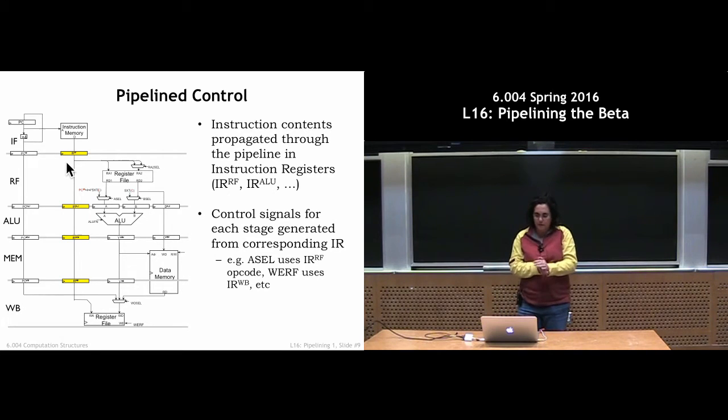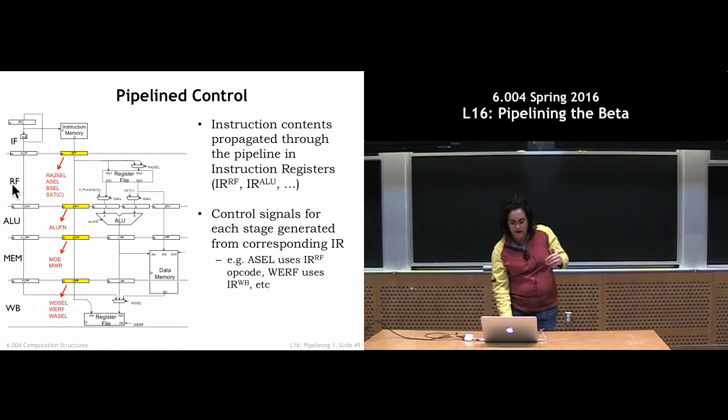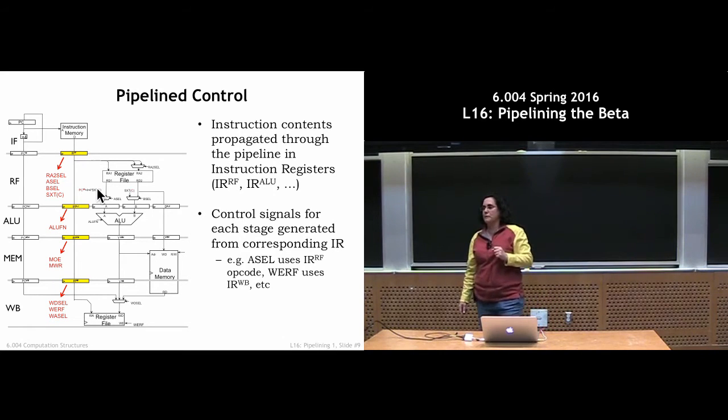Okay, and so what about our control signals? So the way that the control signals are going to be generated is that you're only going to generate the control signals that are associated with your particular pipeline stage, and they're going to be generated based on the instruction register that's associated with your pipeline stage. So what does that mean? In our register fetch stage, for example, in our register file stage, the control signals that we have to set up are A select, B select, RA2 select, and also we have to create the sign extended constant, which comes directly from our instruction.